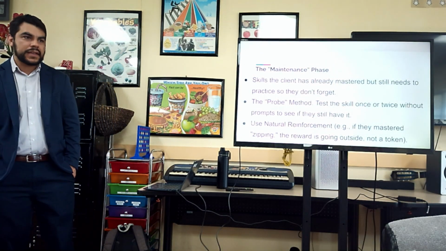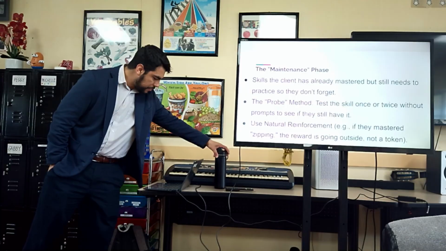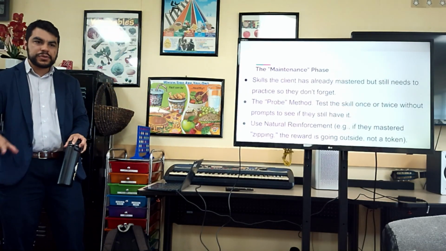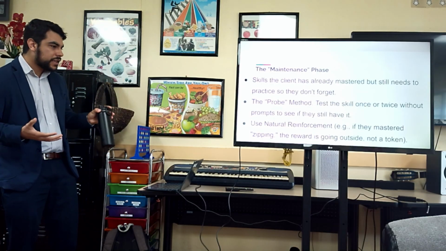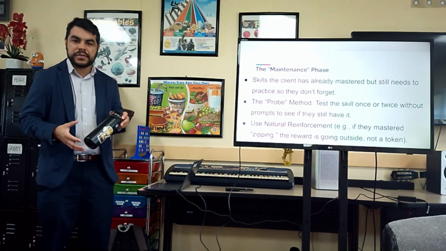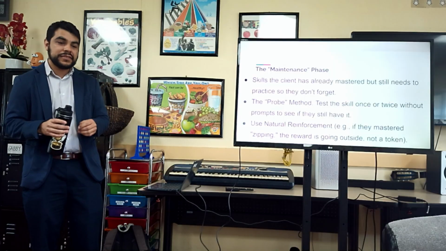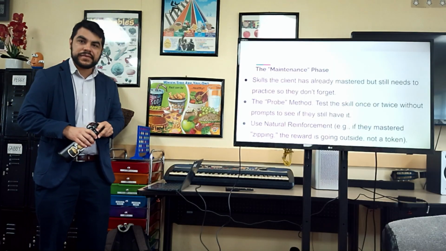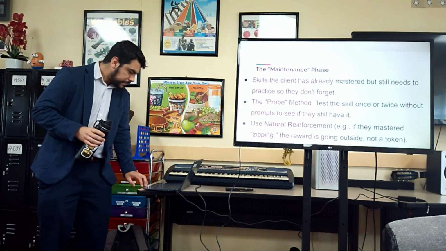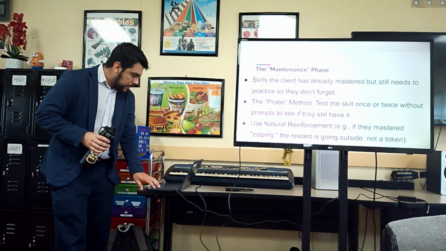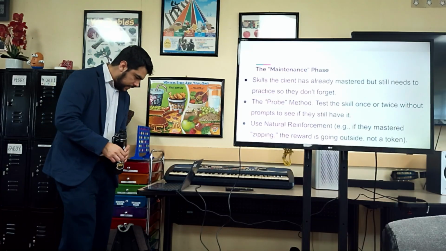And then, yeah, same thing as teaching for generalization. We want to include as much natural reinforcement as possible. So the example of zipping, once you learn how to zip up your jacket, well, now you can go outside when it's cold. No problem there. Instead of getting a token or relying so much on praise. That is what we have for maintenance.